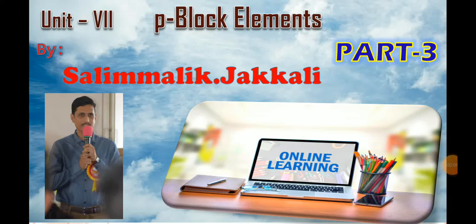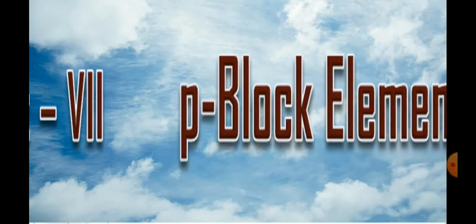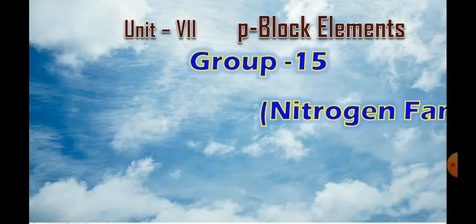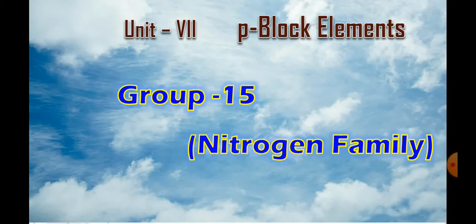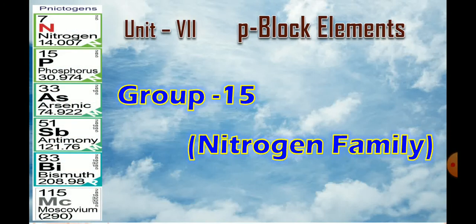Welcome to another episode of the P block elements chapter. In the previous class, we discussed some important periodic properties, physical properties, and chemical properties of group number 15, that is the nitrogen family. The elements present in the nitrogen family are nitrogen, phosphorus, arsenic, antimony, bismuth, and one more is moscovium.